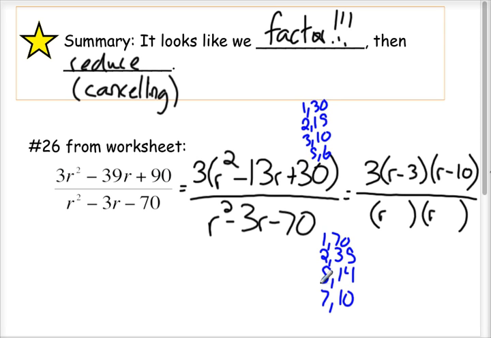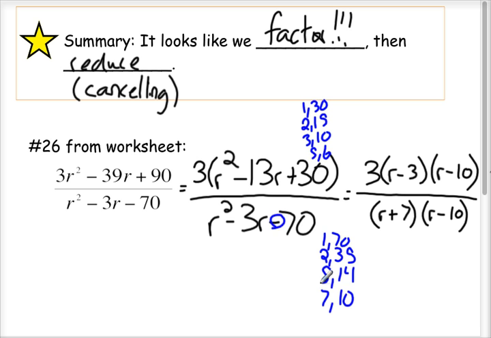Now again, make sure you are aware when you're factoring, you remember it is a negative 70. So that means we are dealing with a positive and a negative. So which of those can, when we add them together and make one of them negative, give us a negative 3? Well, if we have a negative 10 and a positive 7, that'll give us the negative 3 that we're looking for.